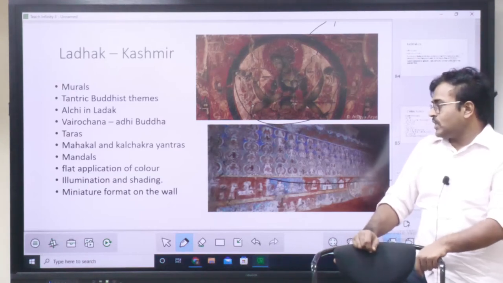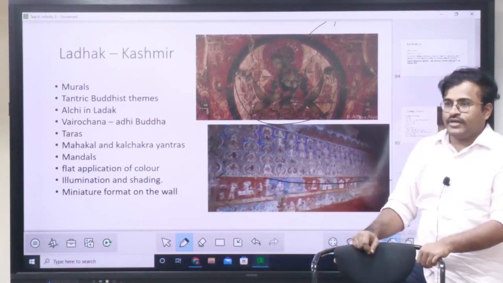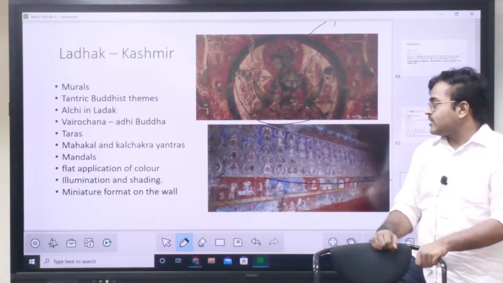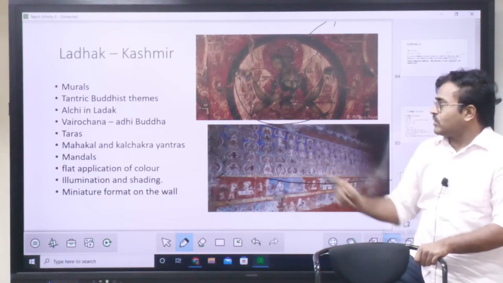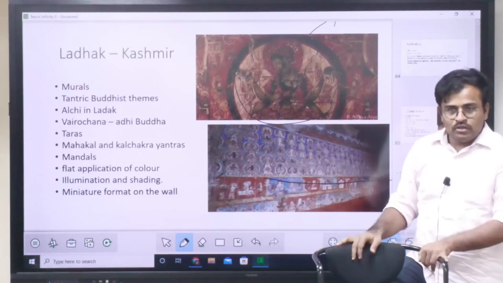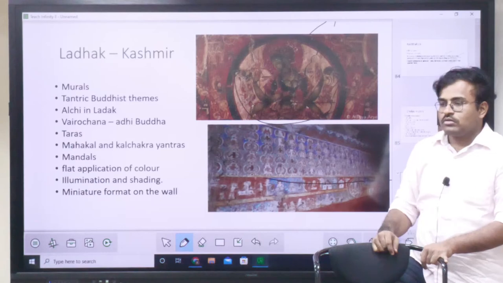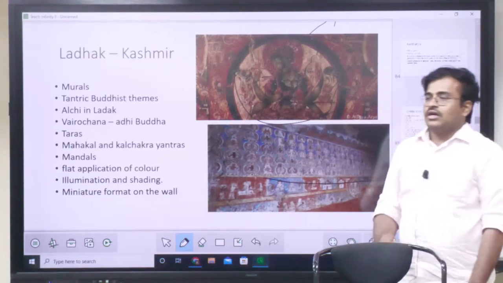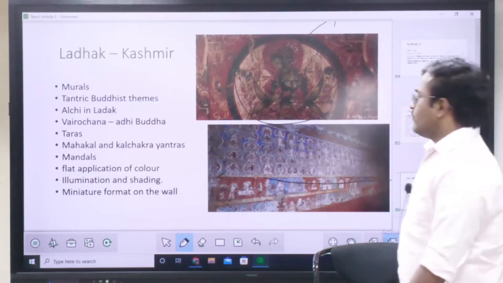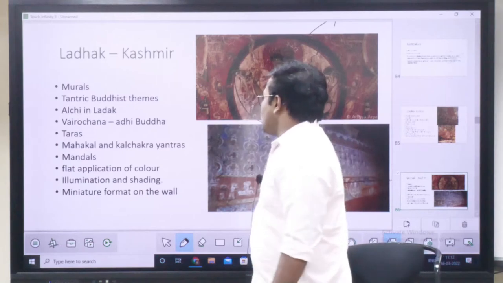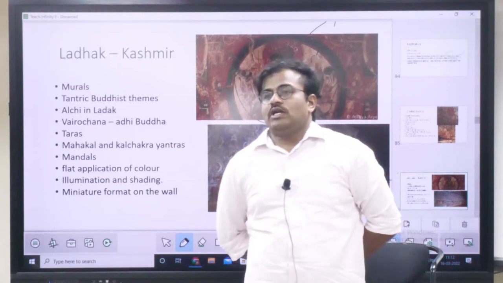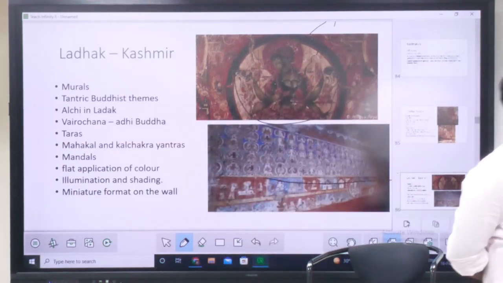Flat application of color is also done. And they also went for illumination and shading. Illumination and shading technique and miniature format on wall. And here Vairochana, that is Adi Buddha, along with Prajna Paramita Tara, all of them are depicted. Is this clear? Okay, so you can write it now. Just write the Ladakh Kashmir tradition. Write the name of Prajna Paramita Tara. It's an emblem of wisdom. Vairochana Buddha. Alchi complex, Alchi Gompa.